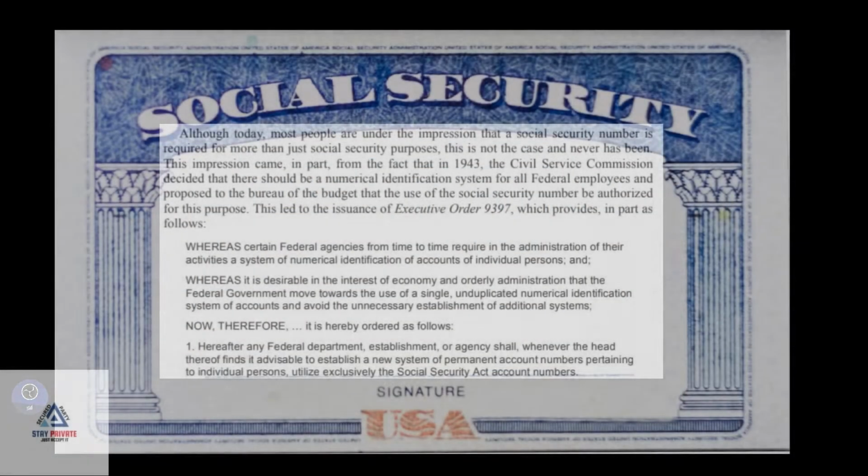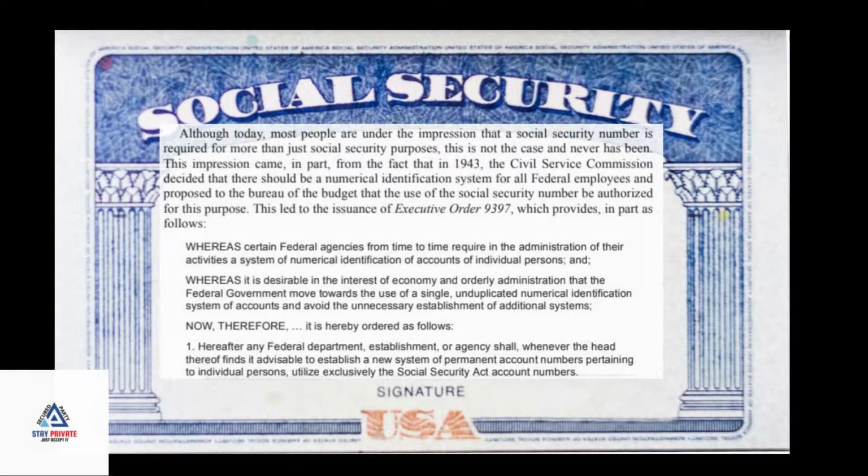Although today most people are under the impression that a Social Security number is required for more than just Social Security purposes, this is not the case, and never has been.